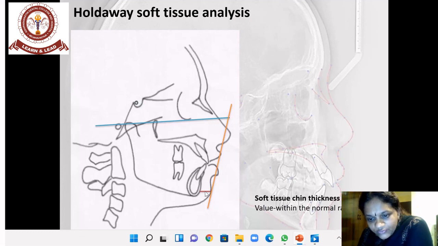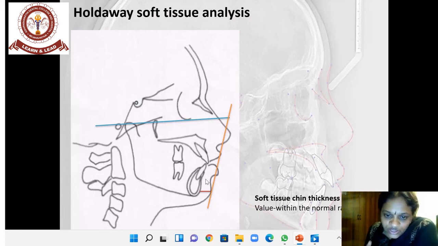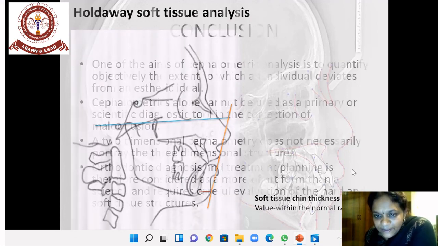Again, soft tissue chin thickness should also be considered in the treatment plan, because excessive soft tissue chin protuberance will give an appearance where the patient has a protruding genium. So in that area genioplasty may be advised if it is a skeletal problem. If no skeletal protuberance is there, and only soft tissue thickness is there, we will not advise genioplasty.